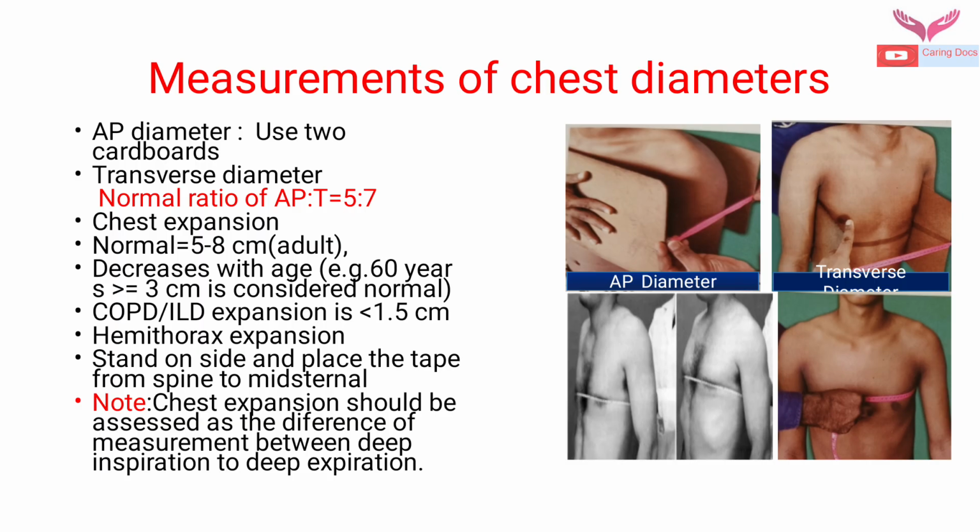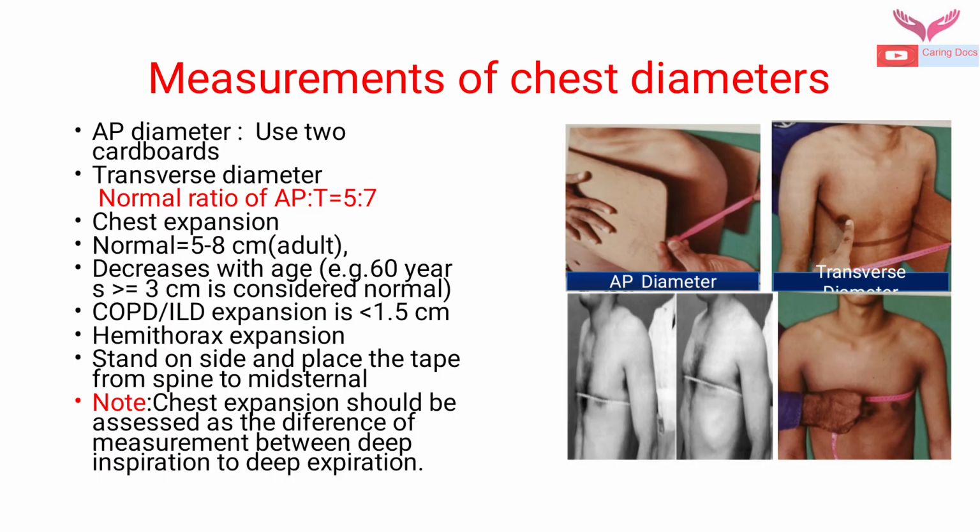How do we measure the chest diameter? The AP diameter of the chest is measured by using two cardboards. Here in the figure we can see we place one cardboard anteriorly and one cardboard posteriorly on the chest, and we measure it with a measuring tape. Normal ratio of anteroposterior diameter to transverse diameter is 5:7, and normal chest expansion is 5 to 8 centimeter in adults.